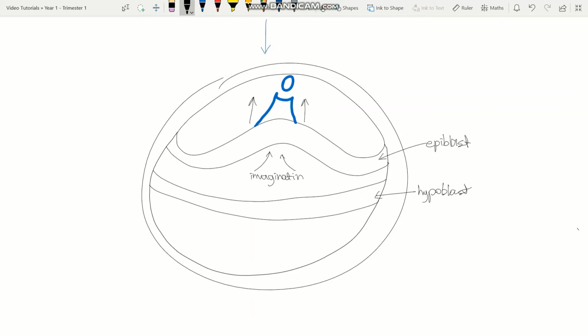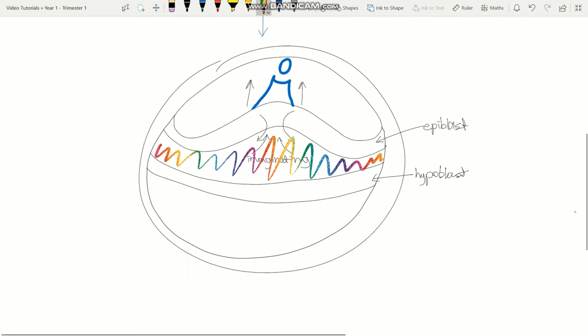And in the process, what happens is that some cells are able to slip into the space between the epiblast and the hypoblast, which is this space here. Now this space is quite important because it's essentially the middle ground between the epiblast and the hypoblast, and the movement of these cells from the epiblast to the hypoblast essentially means that the cells of the epiblast can start to replace the cells of the hypoblast.